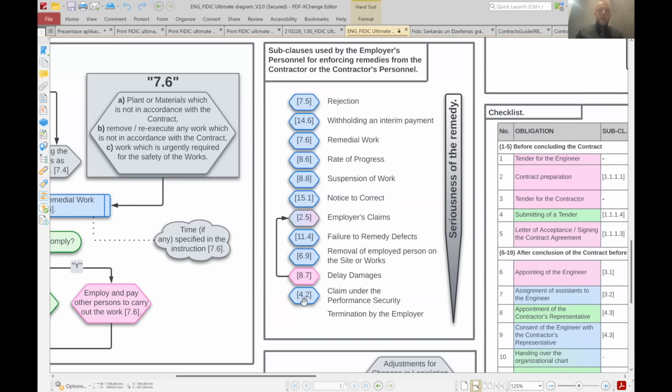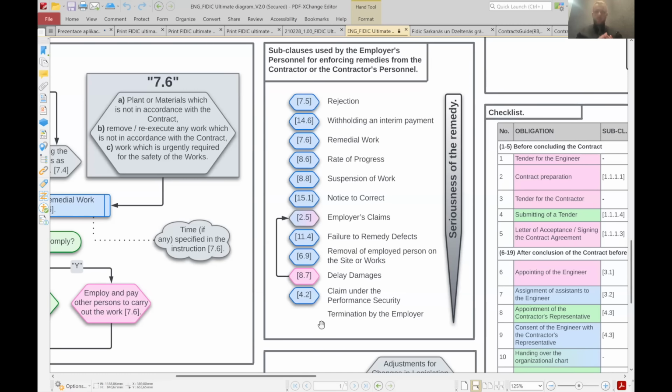And the other examples that you have over here is the termination of the employer and stuff like that. So it's the worst thing that can happen in your construction project. The worst thing that can happen on a construction project is the termination of the contract, because nobody is successful that way. That means nobody finished their job.